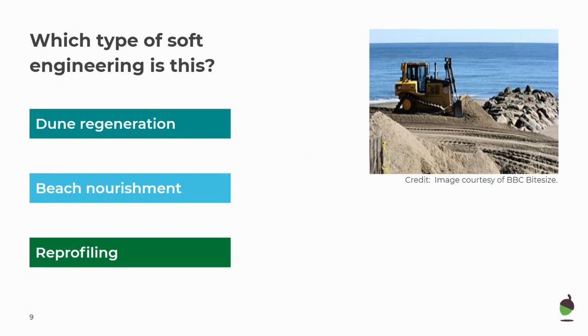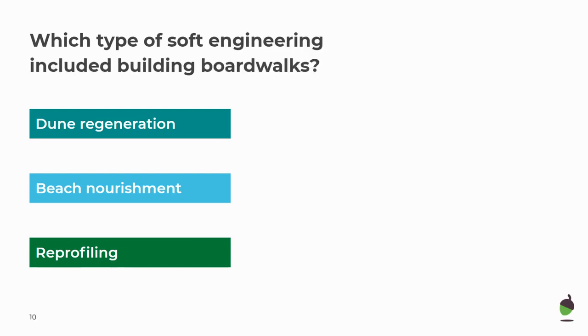Right, we've got a photo here up in the top corner. Which type of soft engineering is this? 5 seconds, write it down. Okay, your answer in 3, 2, 1. It is reprofiling. So here we've got a digger. That digger will take the sand from the lower section of the beach and will move it to the top section to increase the gradient.